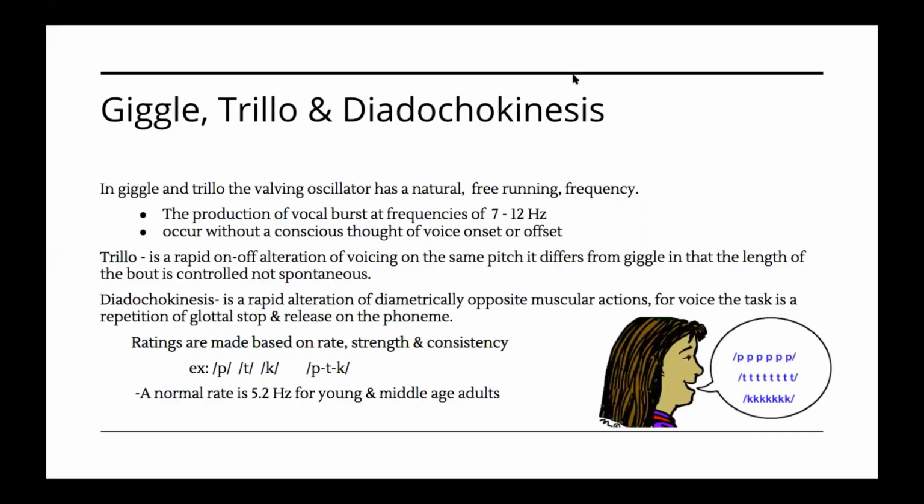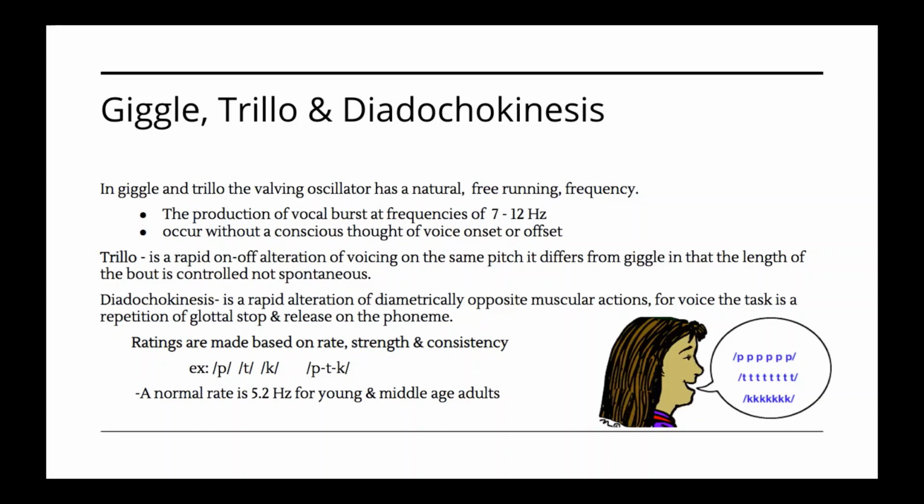Giggle, trillo, and diadochokinesis. In giggle and trillo, the valving oscillator has a natural free-running frequency, the production of vocal bursts at frequencies of 7 to 12 Hz. This occurs without a conscious thought of voice onset or offset. Trillo is a rapid on-off alternation of voicing on the same pitch. It differs from giggle in the length of the bout and in that it is controlled, not spontaneous.